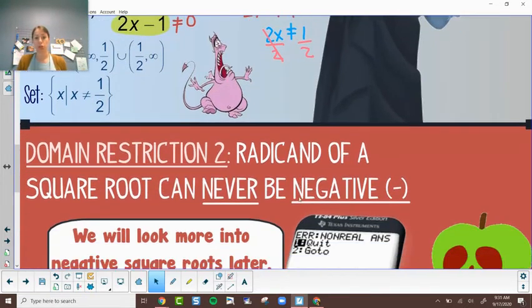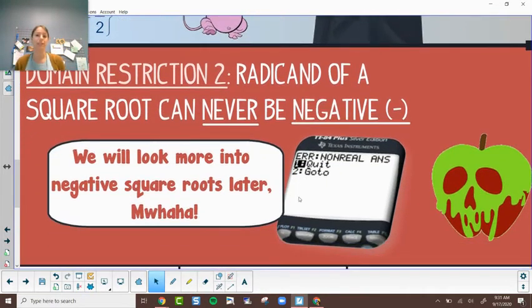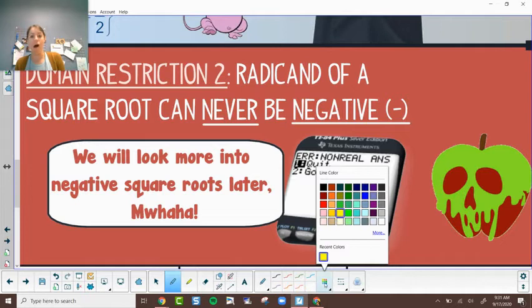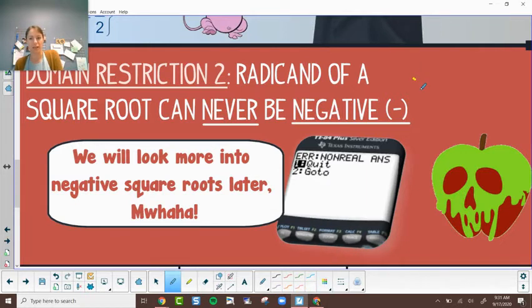Domain restriction number 2, square roots. We cannot do square roots of negative numbers. I put a little wah-ha-ha there because we'll see that a little later. But something like this, like -2, if I try to put that in the calculator, I get an error, and I see the word non-real. Yes, we'll talk about that later. But the biggest thing is that I can't do it.